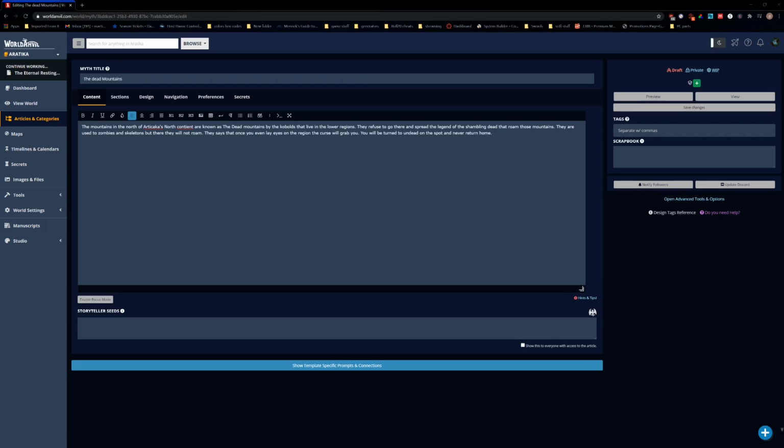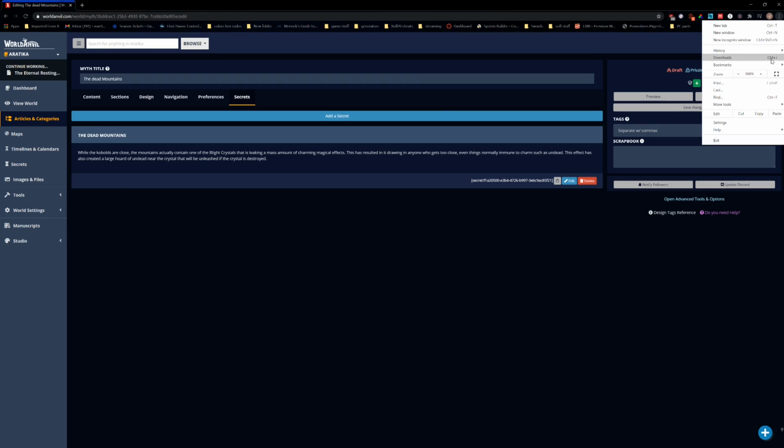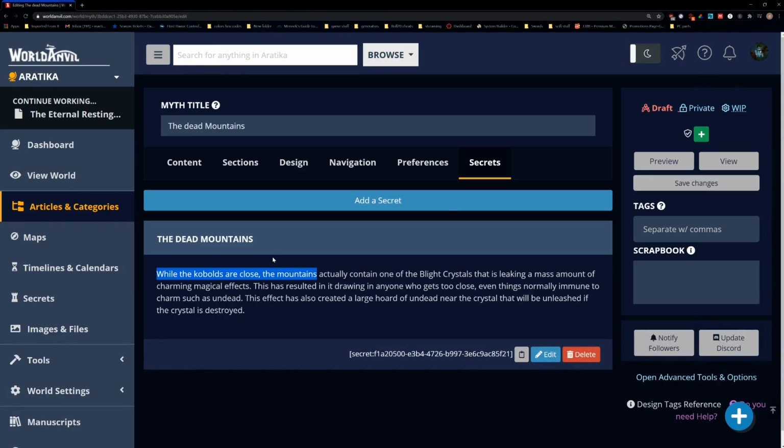But what I've done in World Anvil is I've written down into the secret section the associated secret. And I'll pull this up so it's easier for everybody to see. The associated secret is, while the kobolds are close to the Dead Mountains, it's actually one of the Blight Crystals. That's what I've started calling the crystals, by the way. I've kind of landed on a name there. It's one of the Blight Crystals that is leaking a mass amount of charming magical effect. So when someone gets close, it takes hold, they get drawn in. But this charm is so strong, it even affects creatures that are normally immune, such as undead.